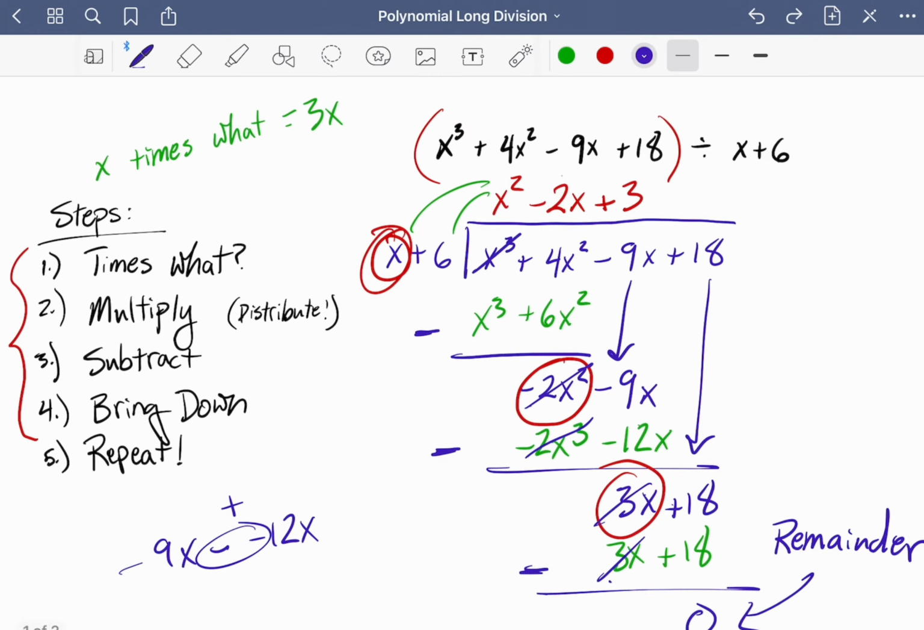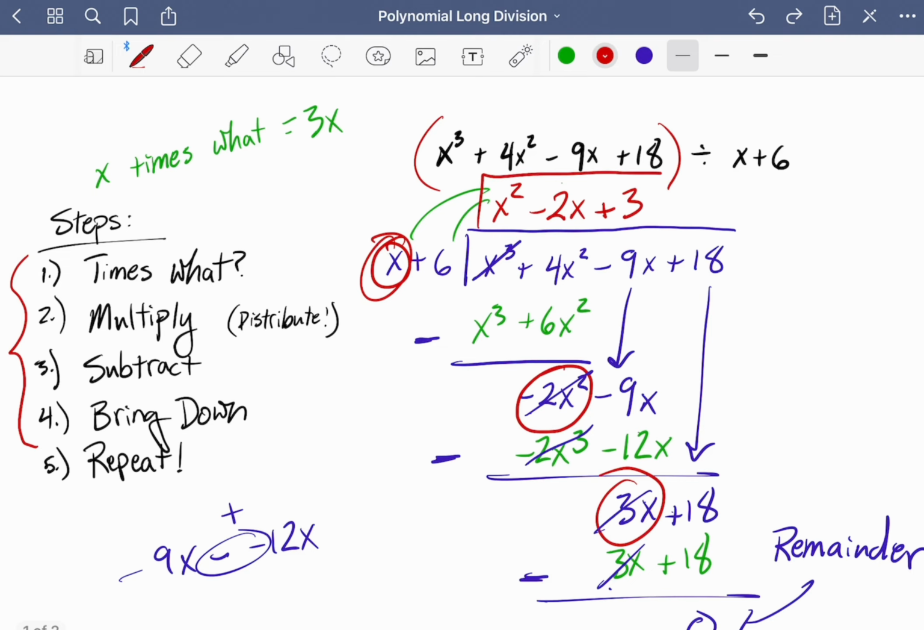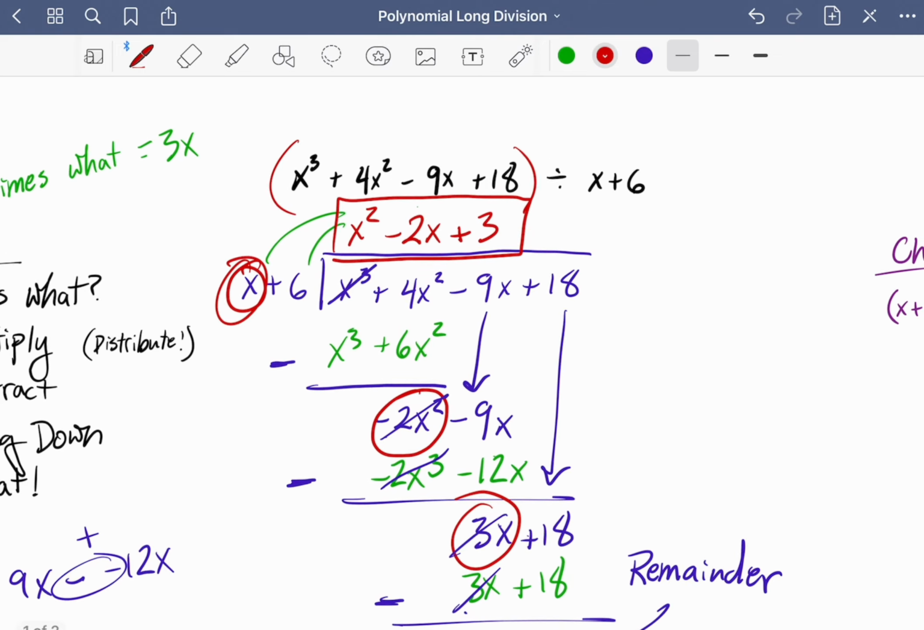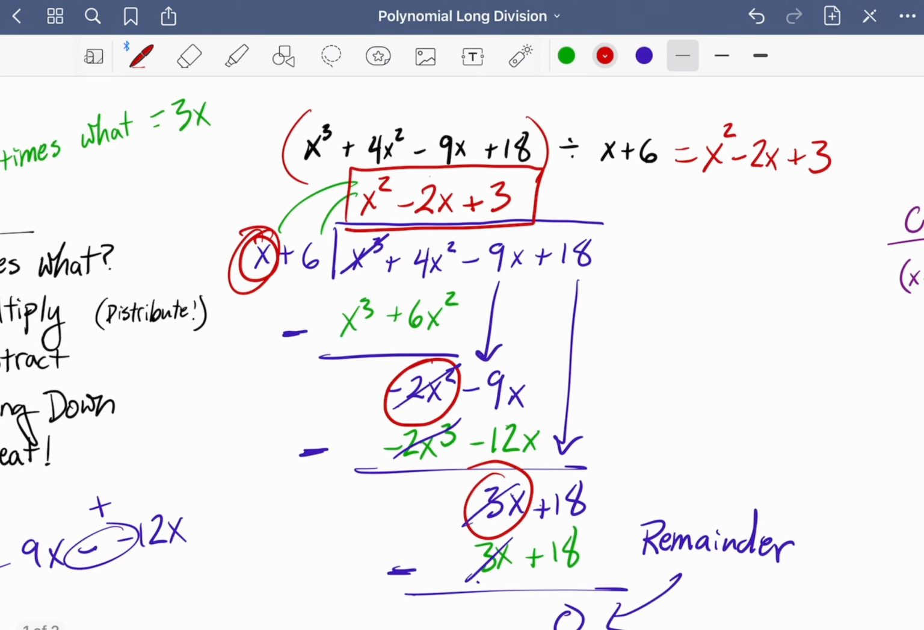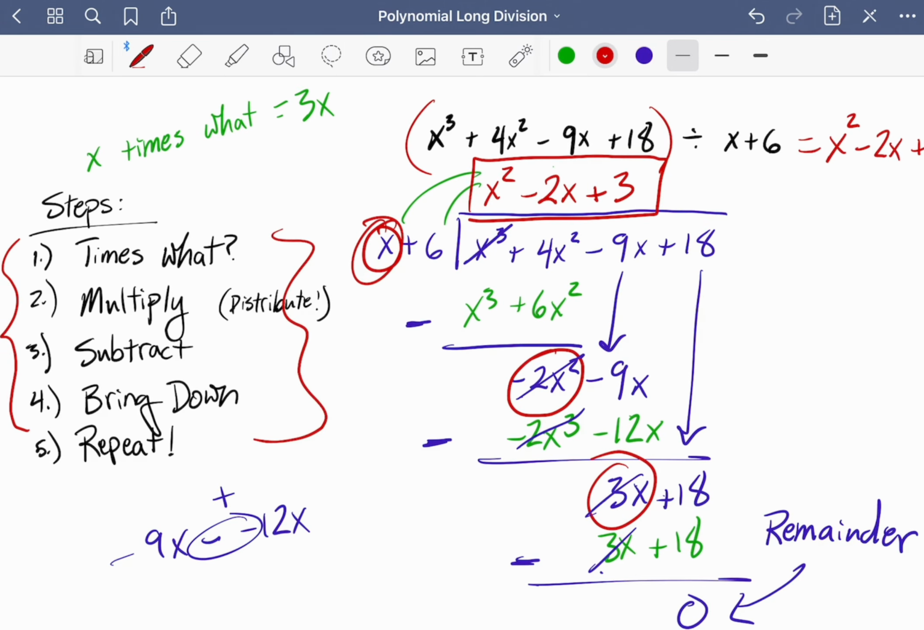Now, what's our answer? Our answer is all of this in red: x squared minus 2x plus 3. So we could finish out our little division problem here. This whole polynomial divided by x plus 6 equals x squared minus 2x plus 3. That's it. As long as you follow those 4 steps over and over again, you'll be just fine.